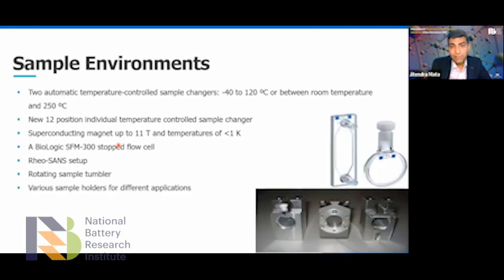These are a couple of examples of our sample holders. So for example, here is the very common banjo cell. You can load sample. This is the 1 millimeter all the way to 10 millimeter path length, whatever you want, and take sample as little as 300 microliter and so on.